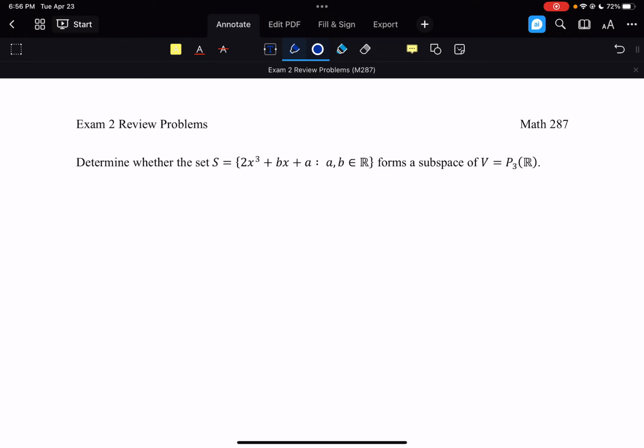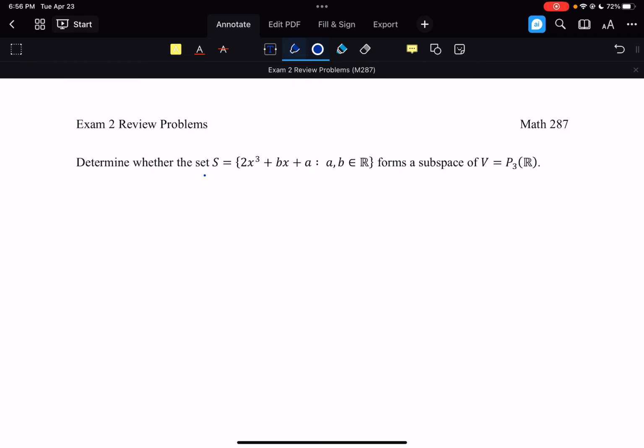Welcome to the Exam 2 review problems. These problems are designed to supplement the additional work that you're doing in preparation for Exam 2, where you can see me go through some solutions to problems that are similar to ones that we've done in class, things on the study guide, on the homework, etc. So we're going to start off with our first problem here.